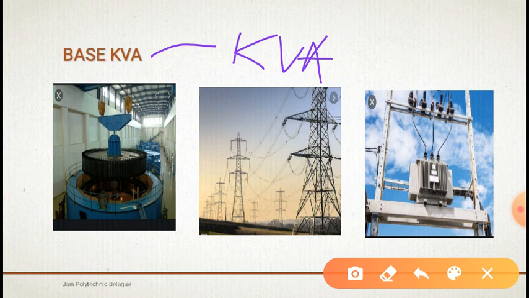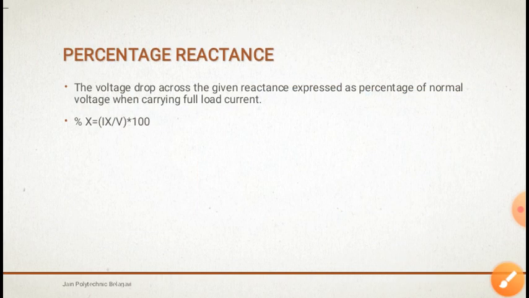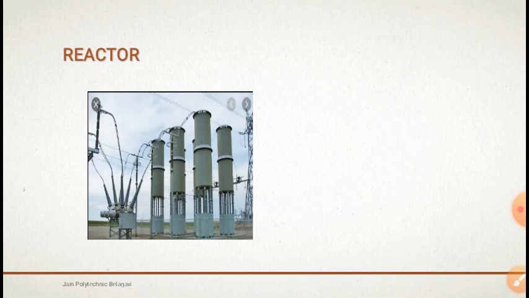So how should we choose this base kVA? It might be equal to the kVA rating of the largest unit which is connected to the network, or it is equal to the sum of the kVA ratings of all the units which are connected in the circuit, or any arbitrary value. Moving to the next one, it is about the percentage reactance. The percentage reactance is nothing but the voltage drop across the given reactance expressed as a percentage of normal voltage when carrying full load current, and it is given by percentage reactance equal to I into reactance divided by voltage into 100.